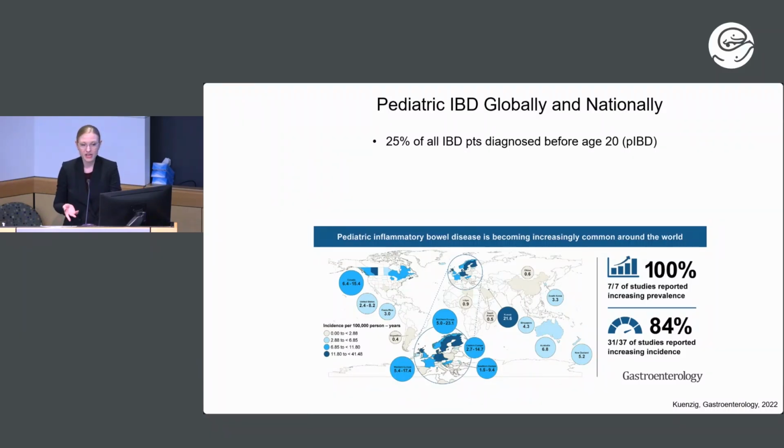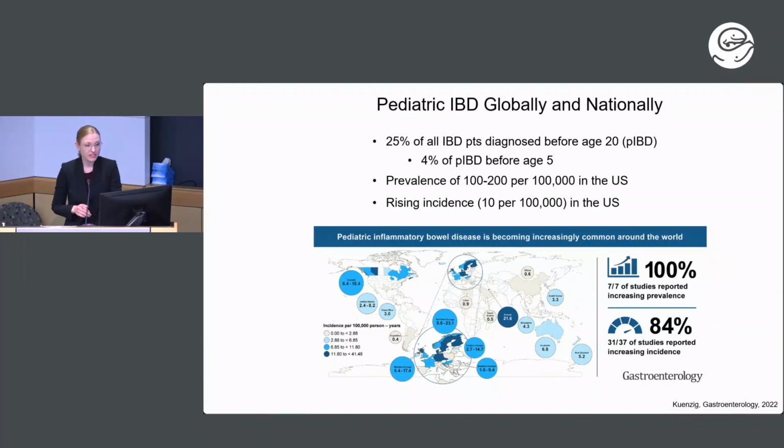A quarter of all patients with IBD are diagnosed as pediatric patients in the US, with about 4% of those diagnosed before age 5, so very early onset inflammatory bowel disease. And then here are the prevalence and incidence rates in the US in particular, but the disease is rising globally.